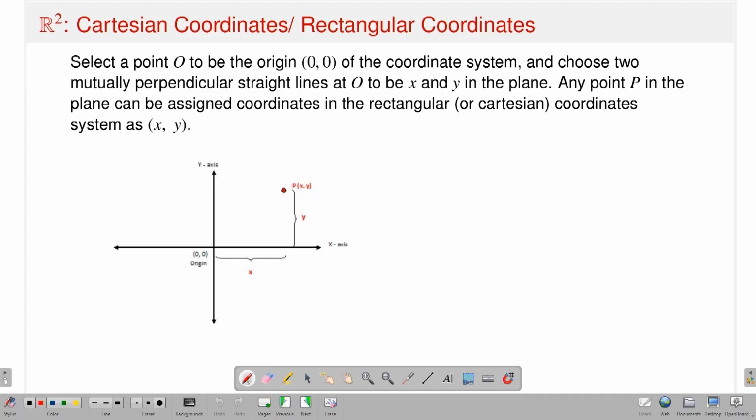Similarly, R2 can be represented by a plane. Select a point to be the origin O of the coordinate system and choose two mutually perpendicular straight lines at O to be the x and y axes in the plane. Any point P in the plane can be assigned coordinates in the rectangular or Cartesian coordinate system as x comma y.